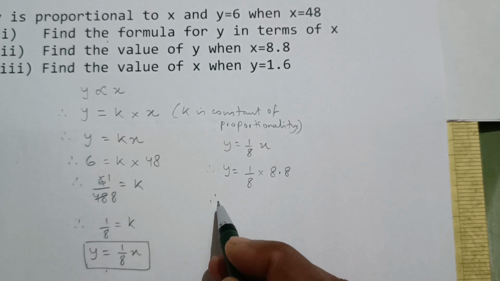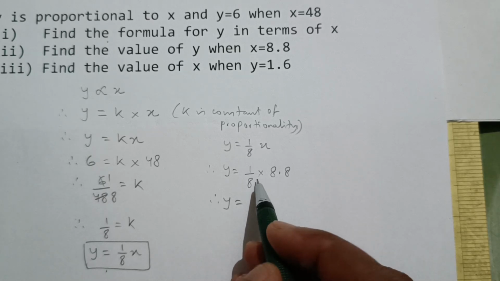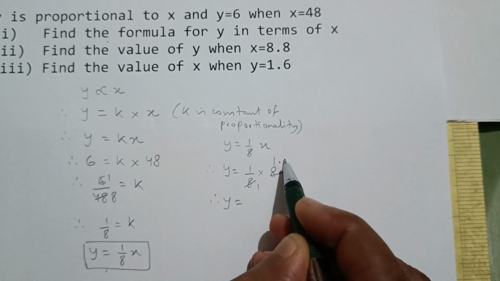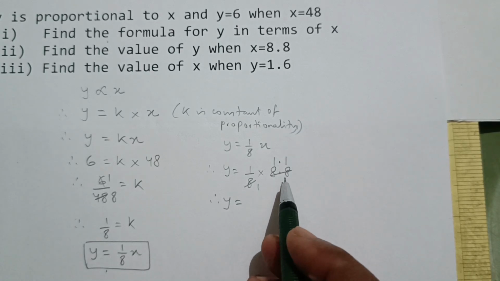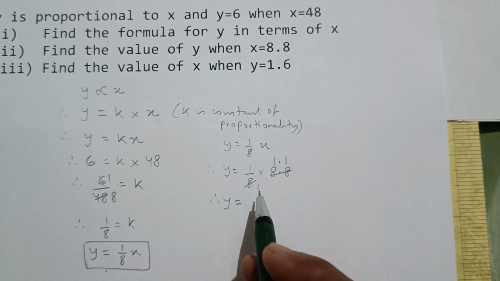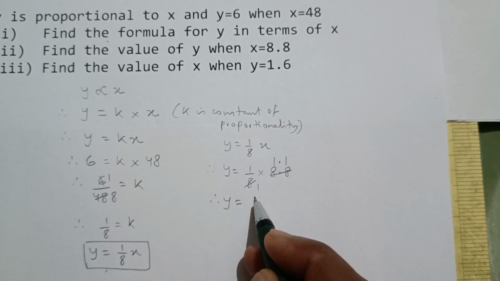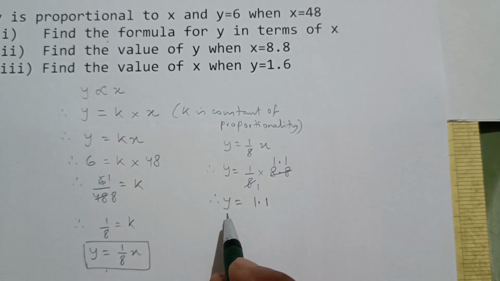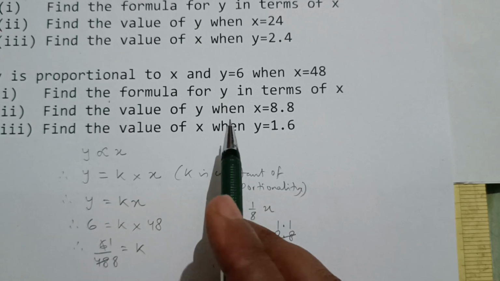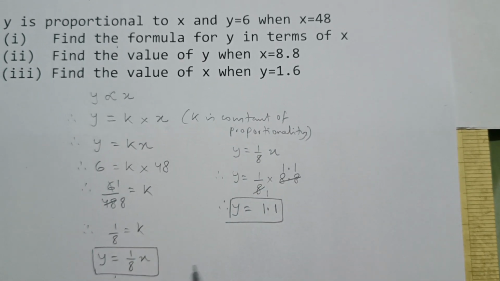So let's solve this. y equals 1 by 8 into 8.8 is how much? 8 ones are 8, 8 ones are 8, then a decimal, and 8 ones are 8. So 8.8 upon 8 is 1.1. So 1 by 1 into 1.1 is 1.1. So the value of y is 1.1 when x equals 8.8.